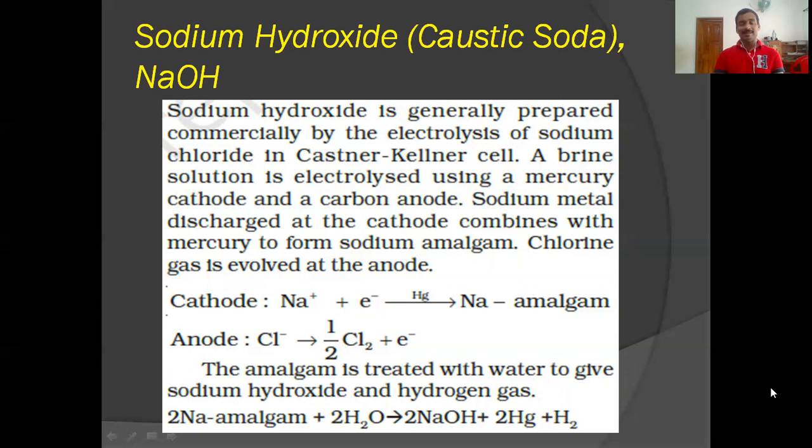In the Castner-Kellner cell, a mercury cathode is present. You know, mercury is a liquid and it will be a liquid layer at the bottom. And a carbon anode. Sodium metal discharged at the cathode combines with the mercury to form sodium amalgam. Chlorine gas is evolved at the anode. The reaction: Na+ plus electron gives Na, and that Na dissolves in mercury to form sodium amalgam. Cl- gives half Cl2 plus electron.